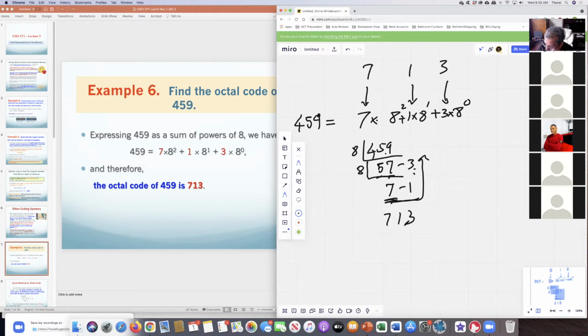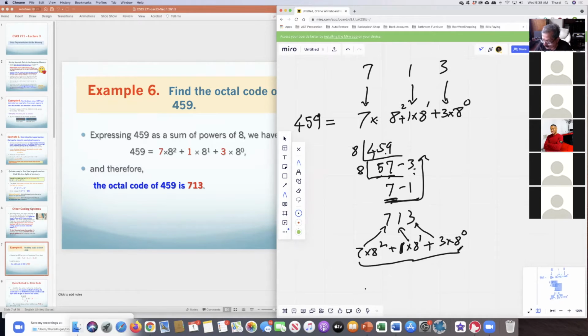Then all you have to do is write this with the 8 to the 0, and write this with the 8 to the 1, 1 times 8 to the 1, and then write this with the 8 to the 2, 7 times 8 to the 2, and then simplify this expression. It will be equal to 459. That's how you go from octal code to decimal code. Now you have to be able to go back and forth between octal and decimal.